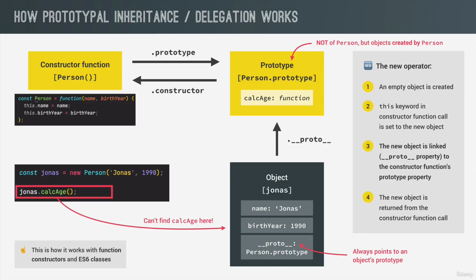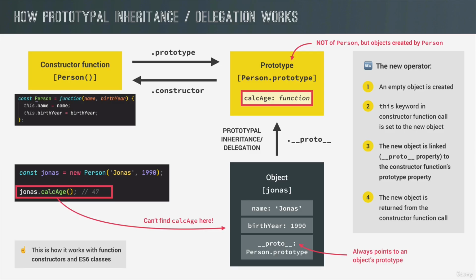Well, if a property or a method cannot be found in a certain object, JavaScript will look into its prototype. And there it is. So there is the calcAge function that we were looking for. And so JavaScript will simply use this one. That's how the calcAge function can run correctly and return a result. And the behavior that we just described is what we already called prototypal inheritance or delegation. So the Jonas object inherited the calcAge method from its prototype. Or in other words, it delegated the calcAge functionality to its prototype.